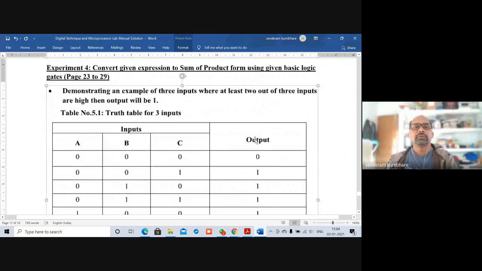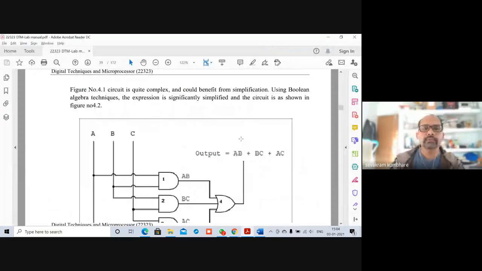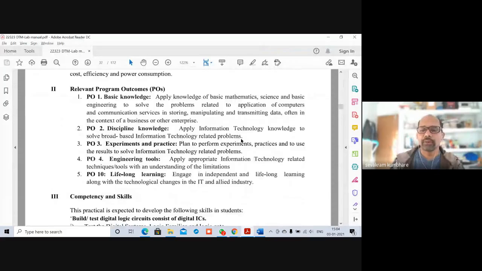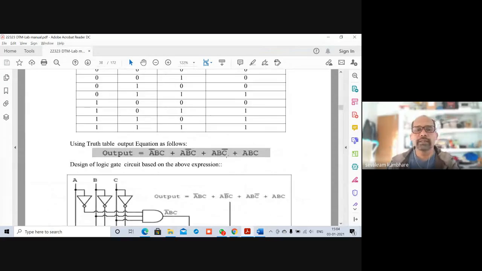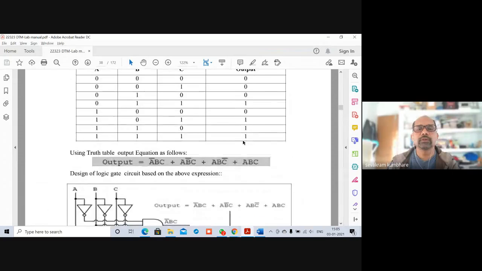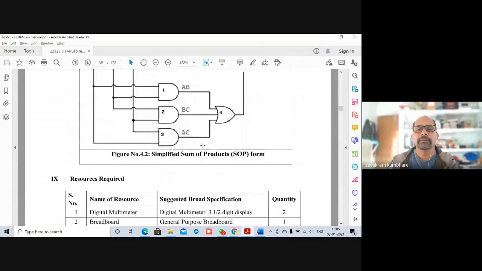This is 6.4. Let me give a minute. I think I have copied the wrong one. Okay, I'll correct that.